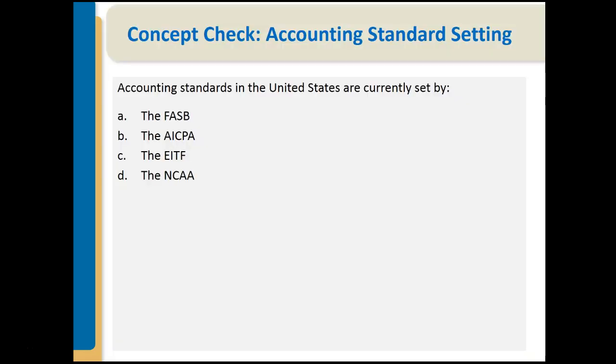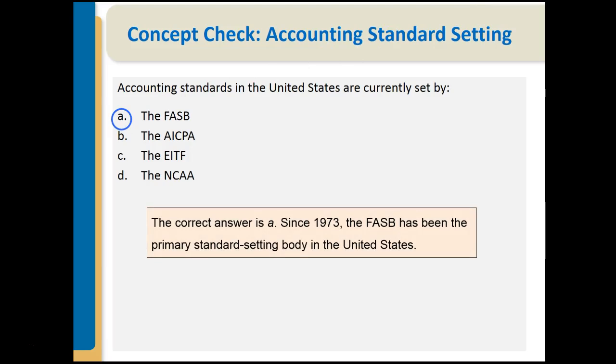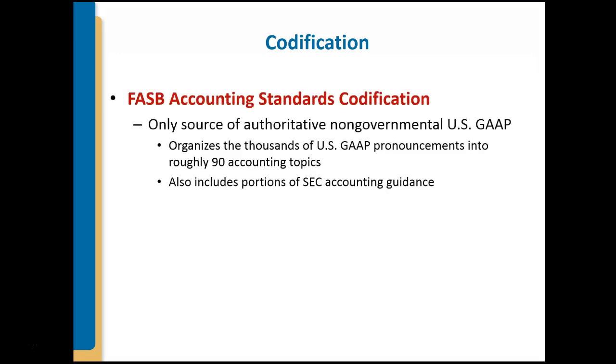So, another question for you. The accounting standards in the United States are currently set by FASB, the AICPA, the EITF, or the NCAA. Hopefully you've got that right. Since 1973, we've had the Financial Accounting Standards Board as the primary body that helps create the guidelines in accounting. So now we're going to talk about codification.